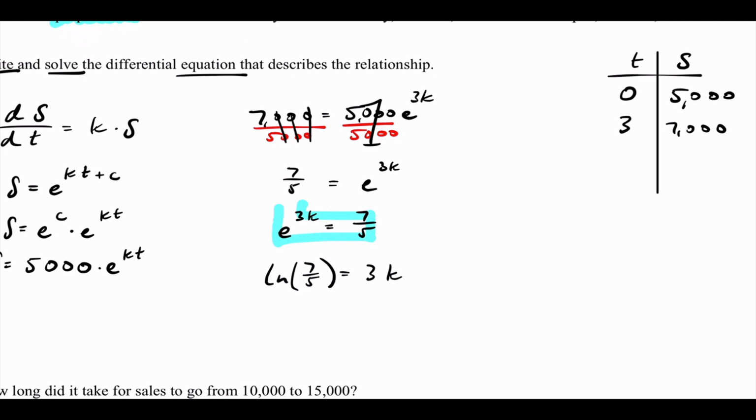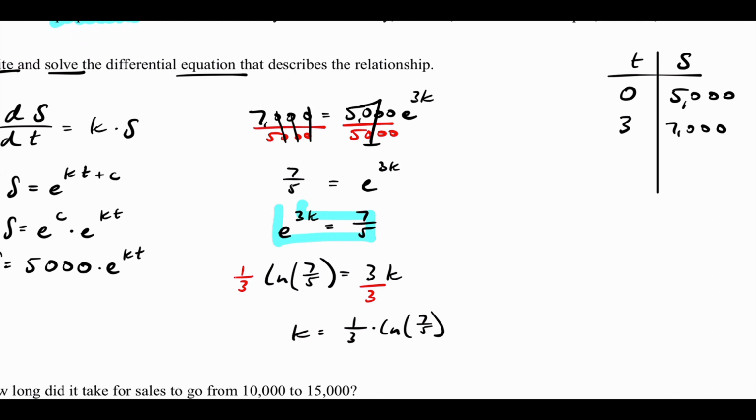Divide by 3. K equals 1/3 times the natural log of 7 over 5. That's what k is, the growth factor or the decay factor. It's growing by a factor of 1/3 natural log 7 over 5. Since this one is growing in sales, it's a growth factor. If it's a decay, it's the decay factor. If it's dying, it's a decay factor. Okay, that's what k is.